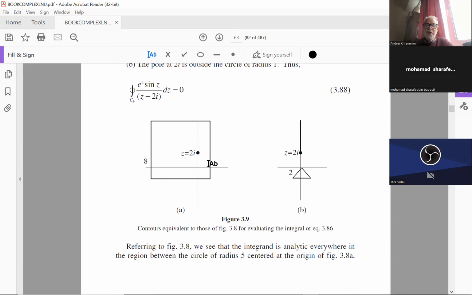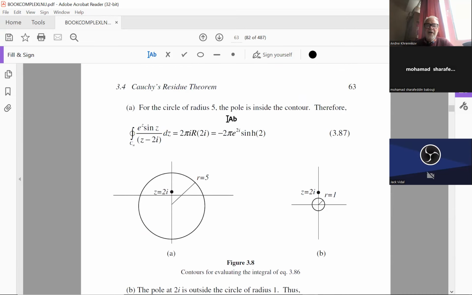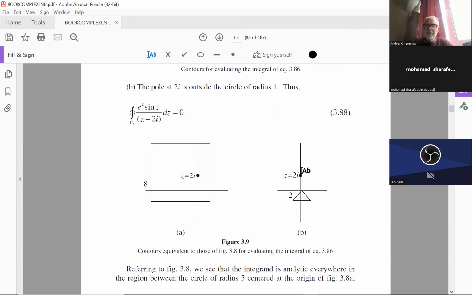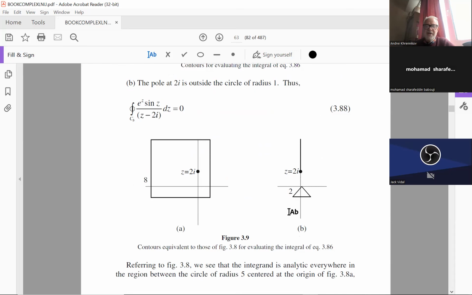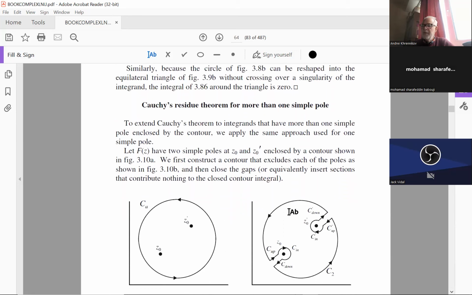Moreover, we don't need to consider a circle. We can consider, as I told, any contour again around 2i. For example, a square, a triangle, what we want, any curve. It is still given by the same number, 2 pi i times the residue of this function. If 2i is outside our contour, then the integral is always 0. We can consider here a triangle, a rectangle, everything. So this is okay, the same.